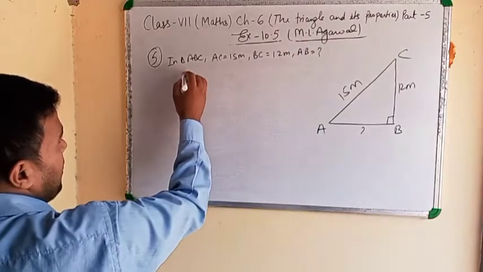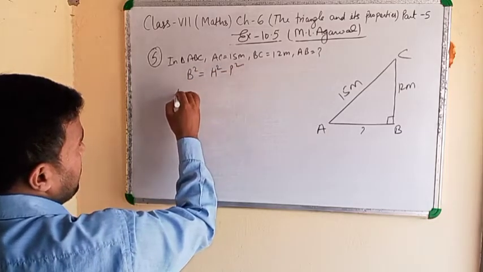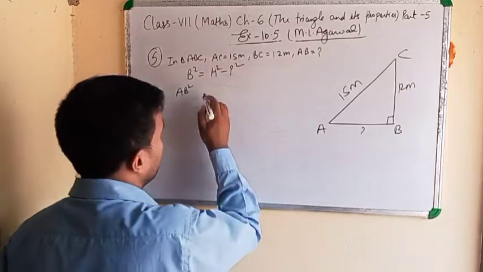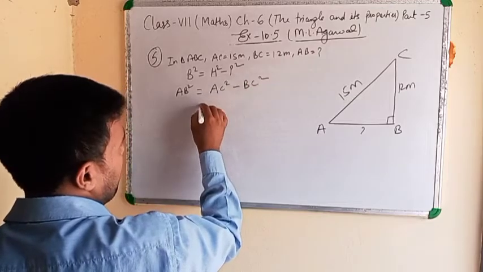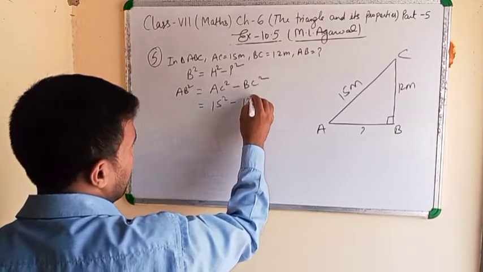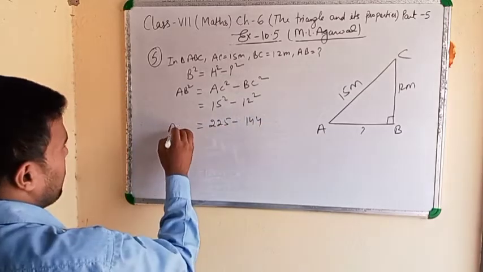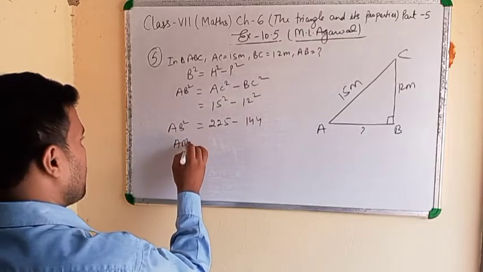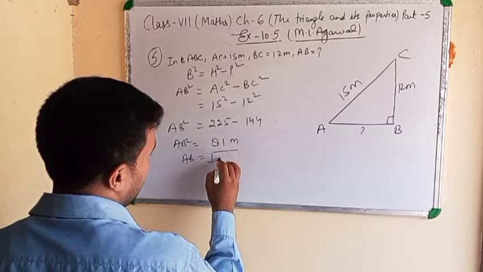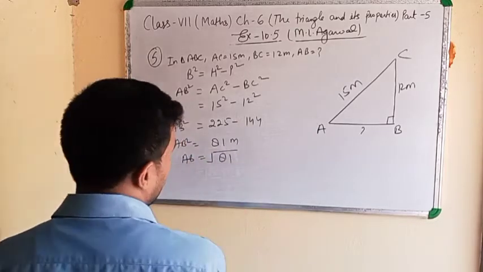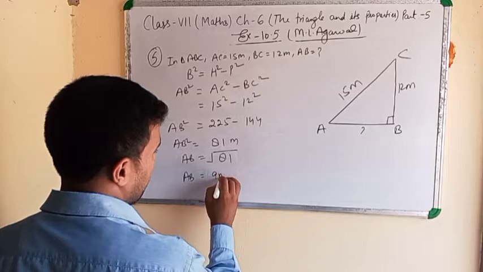Clear? We can write base square equals h square minus p square. Means AB square equals AC square minus BC square. Means 15 square minus 12 square. 15 square means 225, 12 square means 144. Then AB square equals 81. AB equals square root of 81. Then it is the square of 9. AB equals 9.